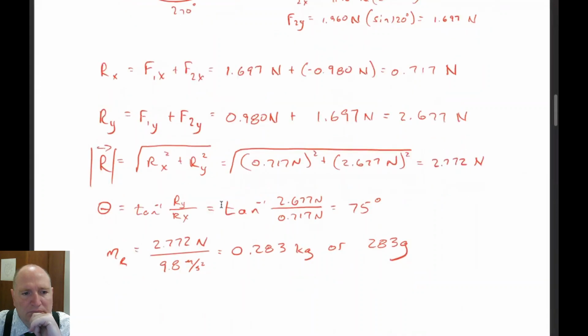Take the square root of that, you get 2.772 newtons. And to get the angle, it's the inverse tangent of Ry over Rx, or the inverse tangent of 2.677 newtons divided by 0.717 newtons, and you get 75 degrees.